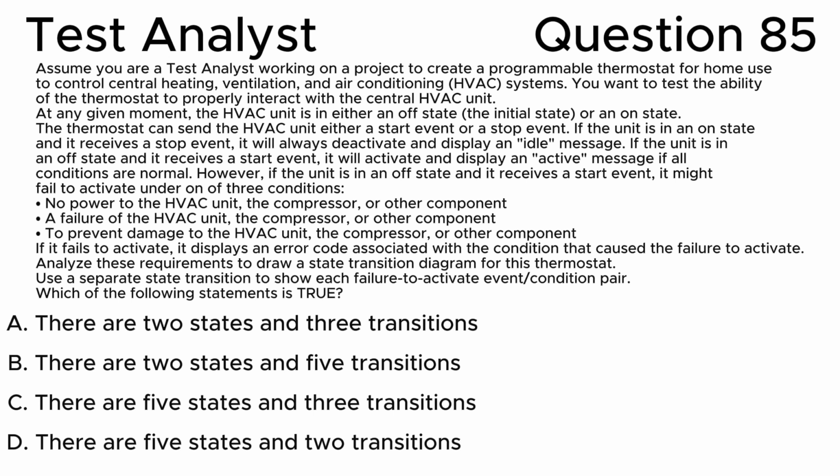Analyze these requirements to draw a state transition diagram for this thermostat. Use a separate state transition to show each failure to activate event condition pair. Which of the following statements is true? A. There are two states and three transitions. B. There are two states and five transitions. C. There are five states and three transitions. D. There are five states and two transitions.